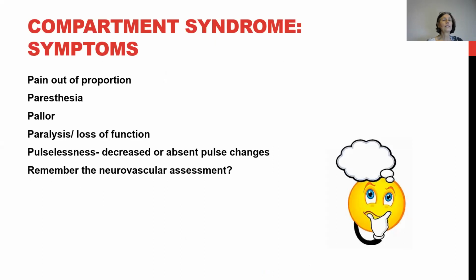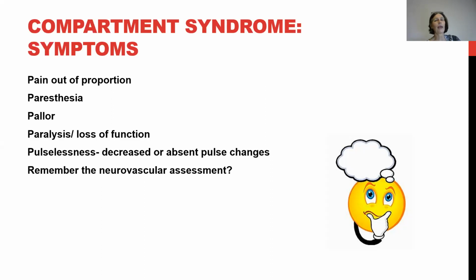So what do we see our patient experience? What findings do we have? Well, remember our neurovascular check: pain, poikilothermia, pulses, pallor, paresthesias. That's what we're looking for. We're doing a comprehensive neurovascular check on this patient. We're going to have extreme pain out of proportion to what they've been experiencing.